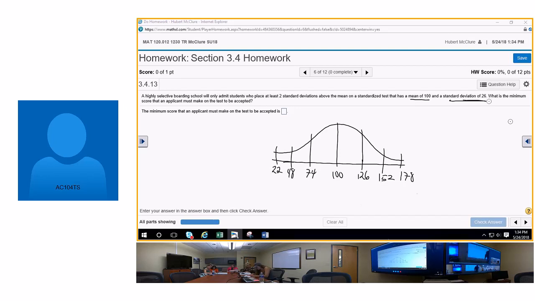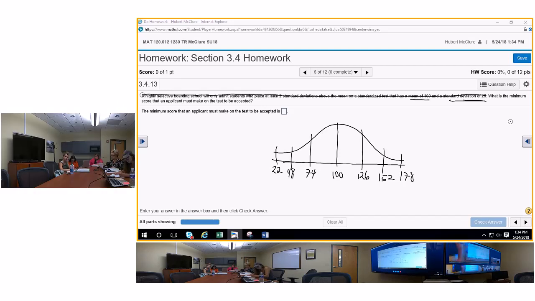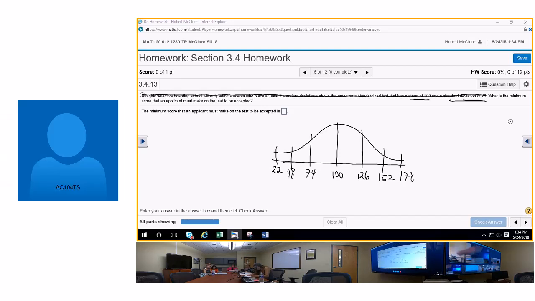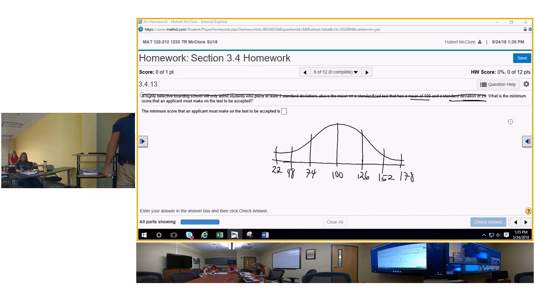Now, you just knocked out half of this question. Okay? Because out of all the questions that I give you on the Unit 1 test, besides discrete and concrete, this is the most missed question. Because students do everything they can to make it difficult. All right? What is the minimum score that an applicant must make?